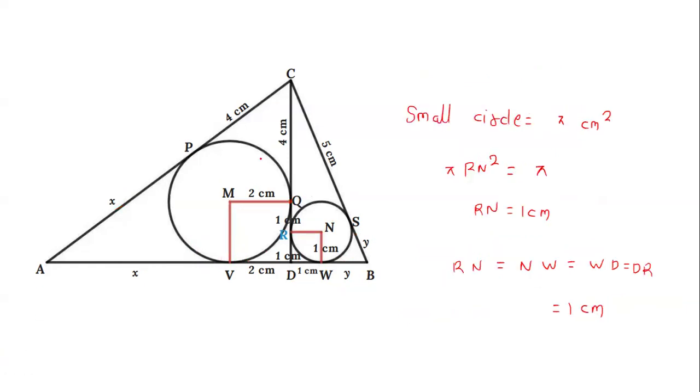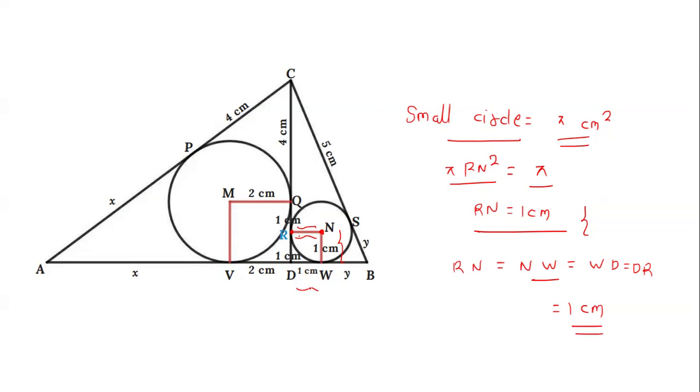Now you see in the problem it is given that this small circle area is pi. So let's say this is the center of the small circle, N, and this is the point R. So we can write pi times RN squared. RN is the radius, so pi times r squared is the area of the circle, which is given as pi. So from here you can find the value of RN. It will come to 1 centimeter. So this RN length is 1 centimeter. So this is also equal to the radius, the NW. So it will also come to 1 centimeter.